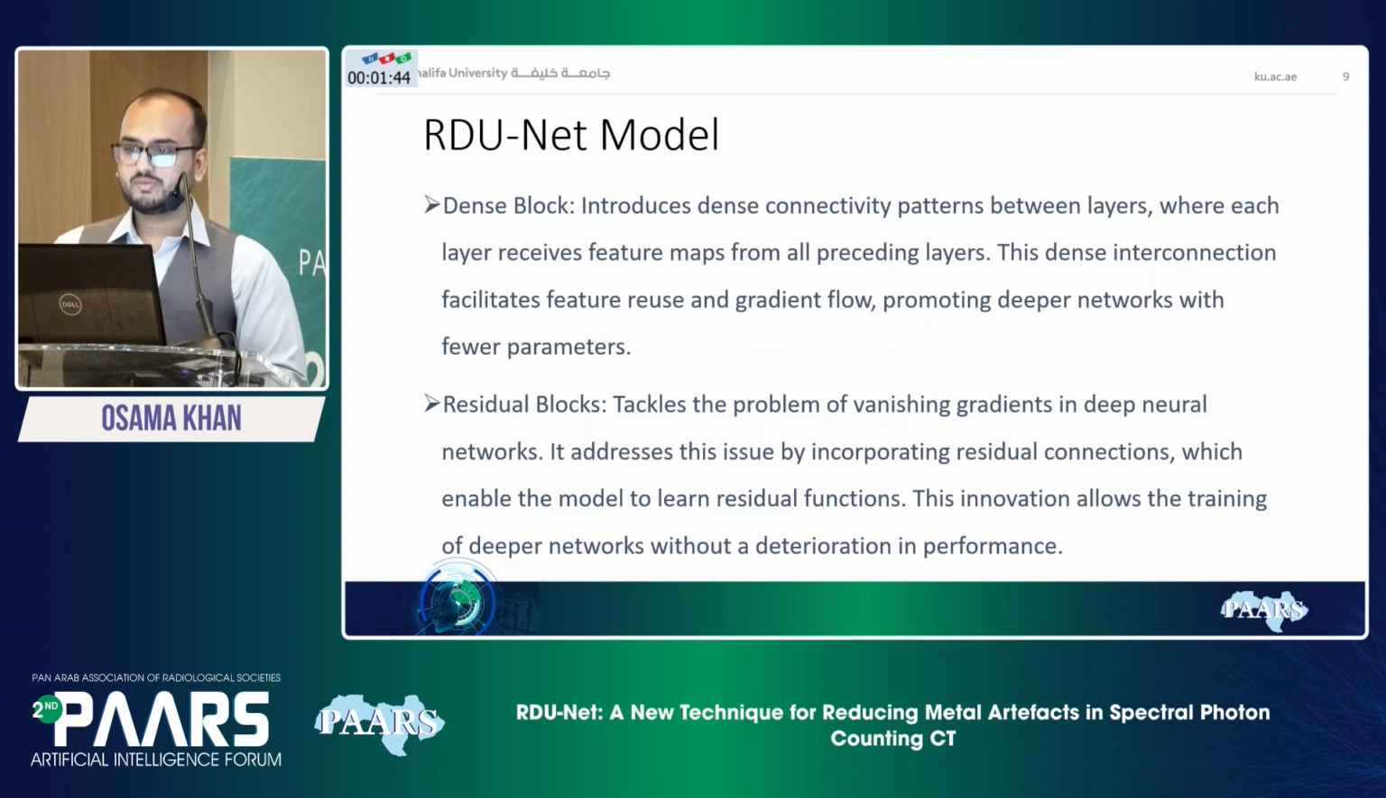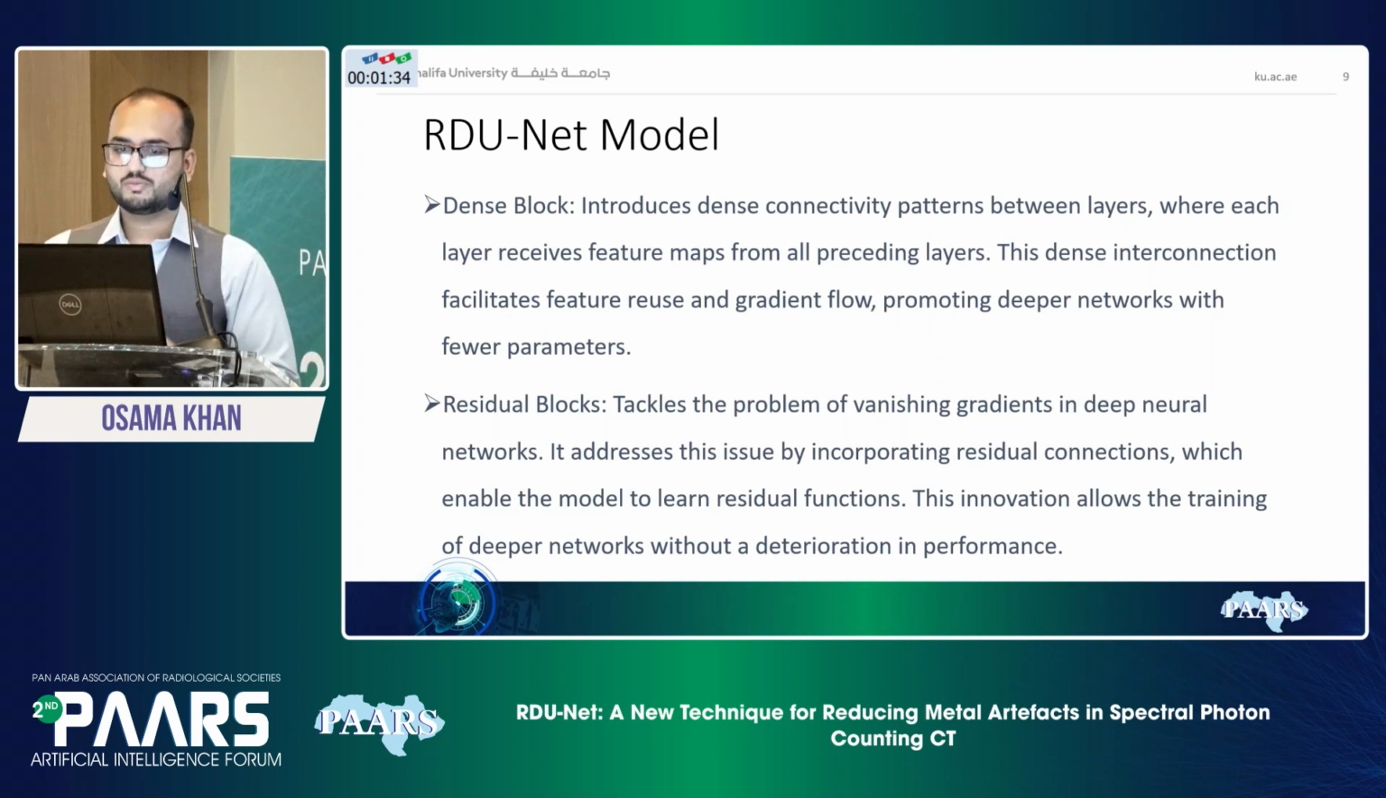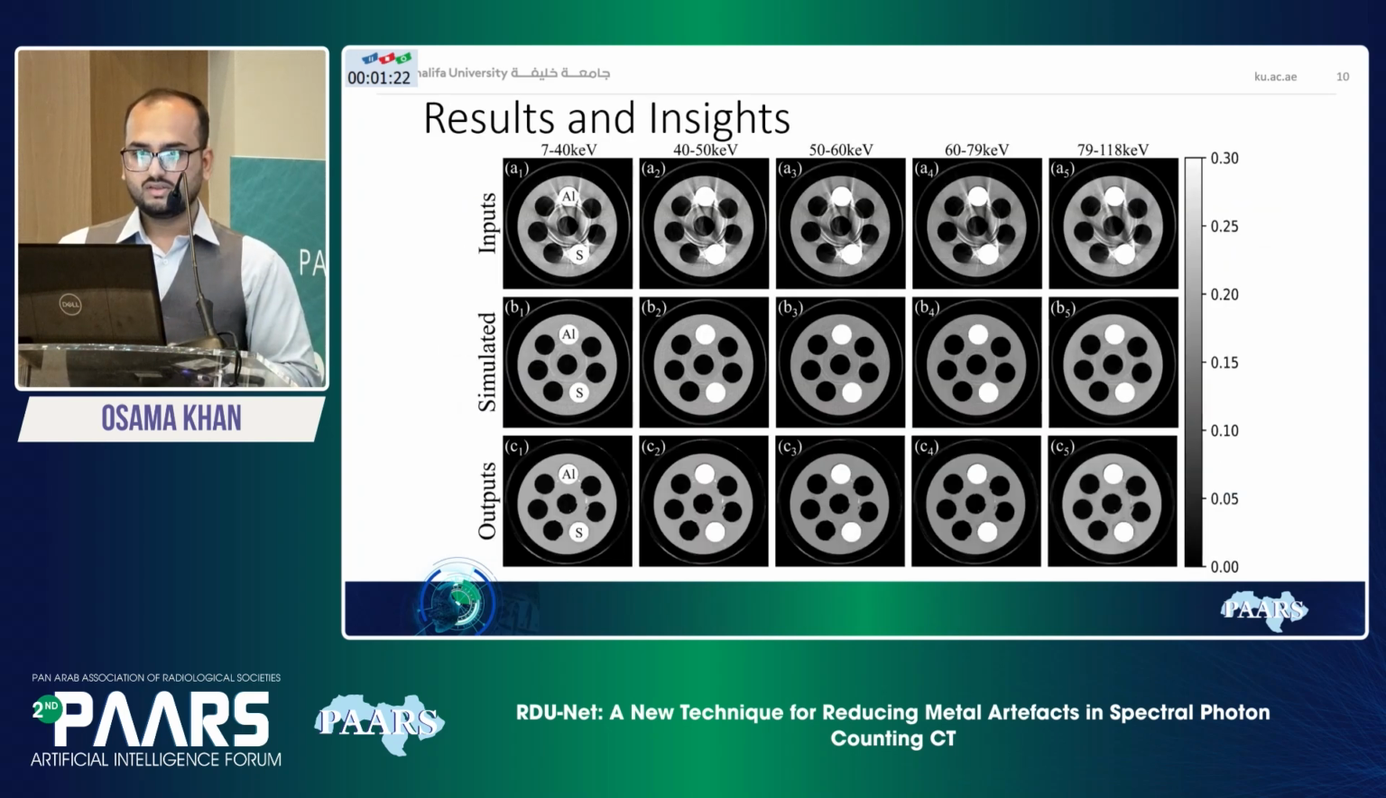The dense blocks I introduced to facilitate as much feature reuse as possible, so that we can reuse features instead of using new ones, and we also increased the depth of the model to give optimal results. The residual blocks tackled the problem of vanishing gradients and made sure that our features were not lost through the depth of the network. These are the results: the inputs, the simulated, and the outputs.